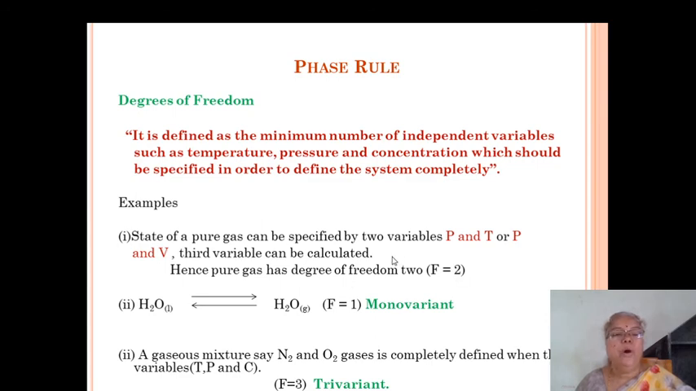Remember, for a gaseous system, for specifying the gaseous system completely, we can fix its pressure and temperature or pressure and volume. So, to fix a gaseous system, we have to mention its two variables. Therefore, the degree of freedom here is equal to 2.